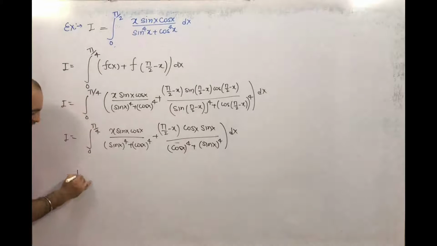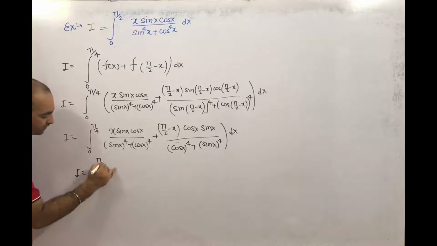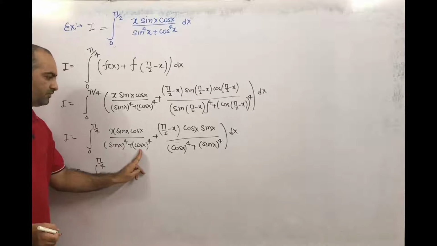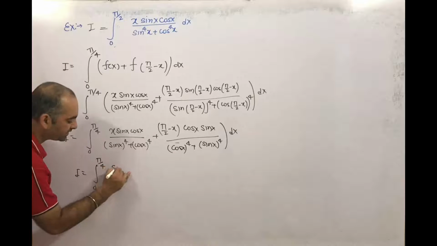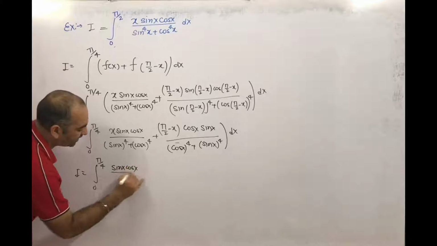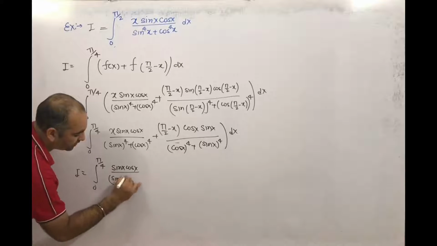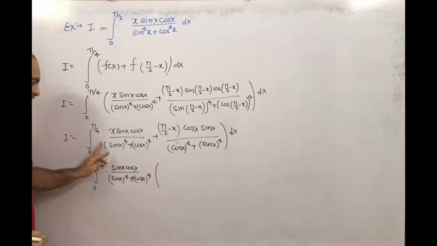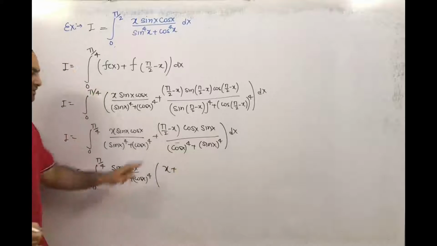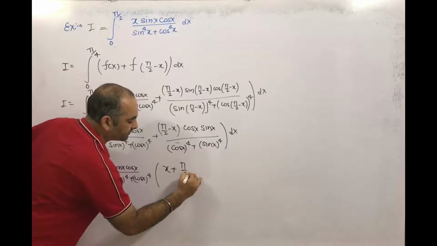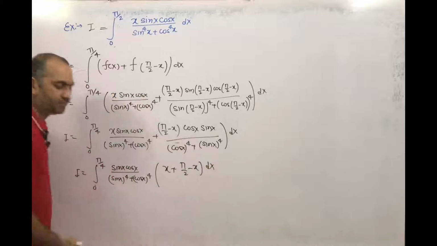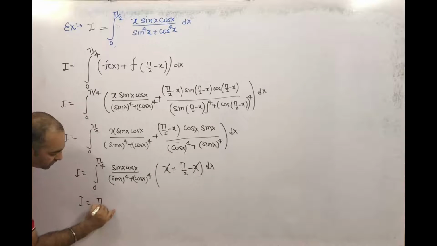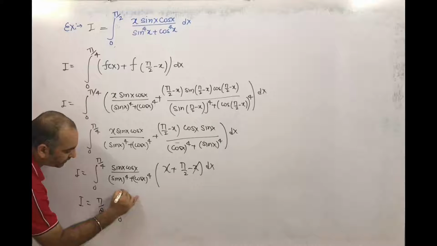So I equals the integration 0 to pi by 4. Sin x cos x divided by sin x to the power 4 plus cos x to the power 4, we can take common. So in this one what remains is x, and here what remains is pi by 2 minus x dx. Here x gets cancelled, and pi by 2 we can take common. So I equals pi by 2 outside, integration 0 to pi by 4.